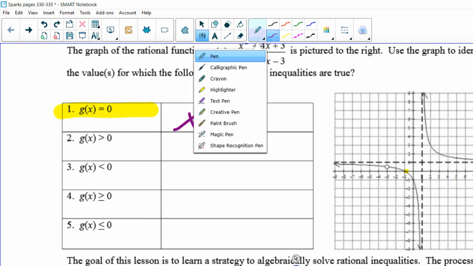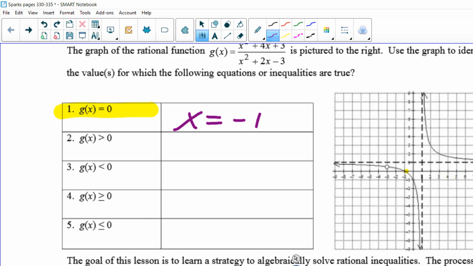What about number 2? Remember, g of x is just another name for the y values. So in number 2, the question is where the y value is positive. What does that mean on a graph? Above the x-axis. Where in this thing is the graph above the x-axis? That's all above the x-axis. So how do I write that in interval notation?